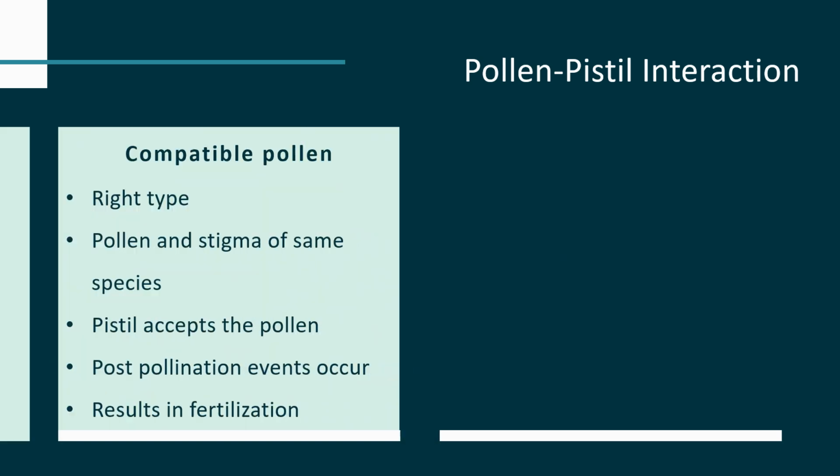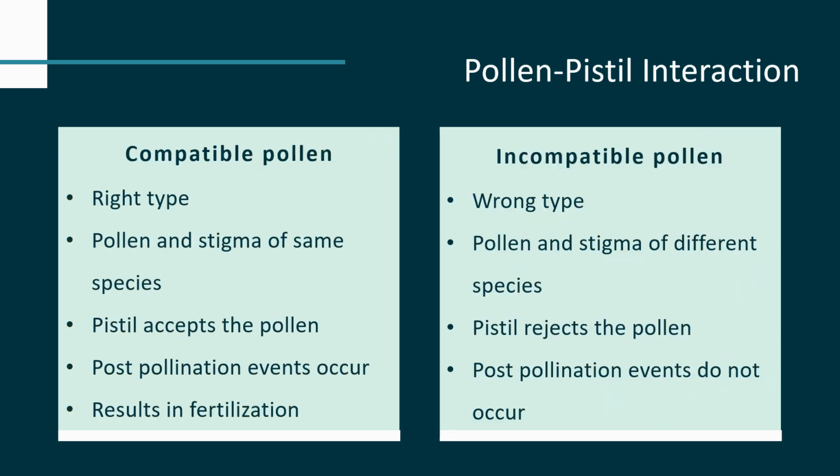Pollination doesn't guarantee the transfer of right type of pollen. On the basis of whether interaction between pollen and pistil will take place or not, we have categorized pollens as compatible pollen or incompatible pollen. When the pollen grain is of right type, that is, both pollen and stigma are of same species, there is acceptance of pollen by pistil, and interaction between them will lead to post-pollination events resulting into fertilization.